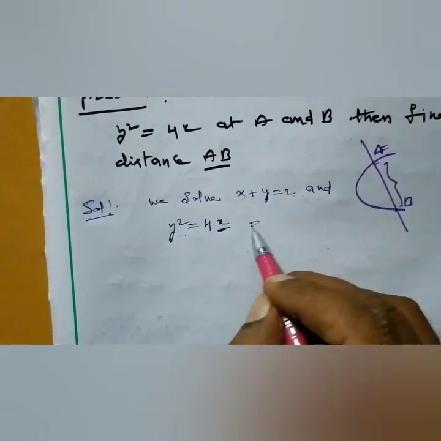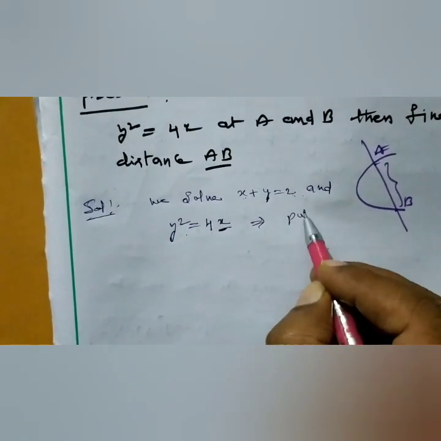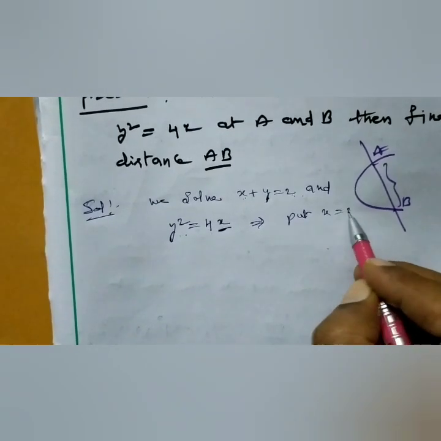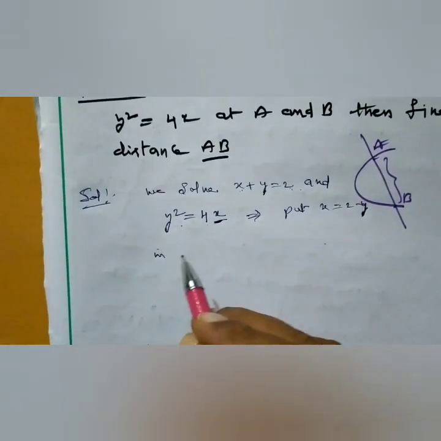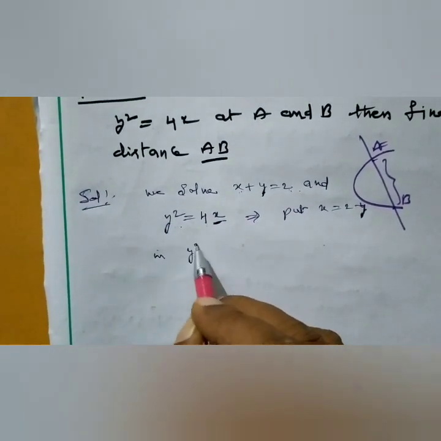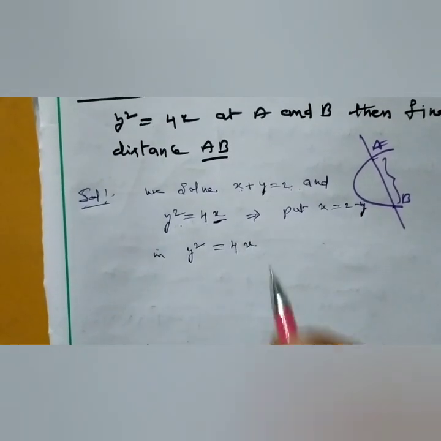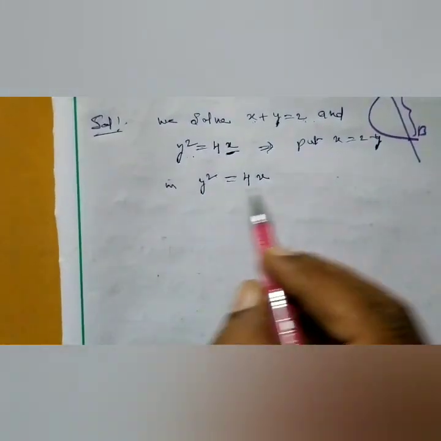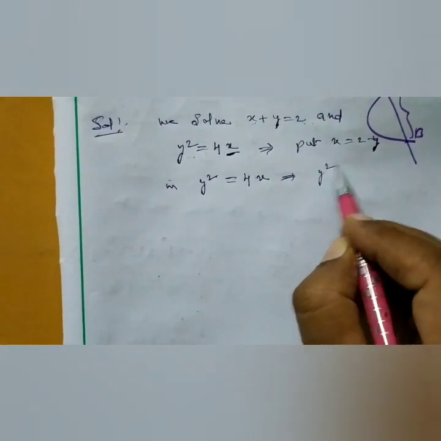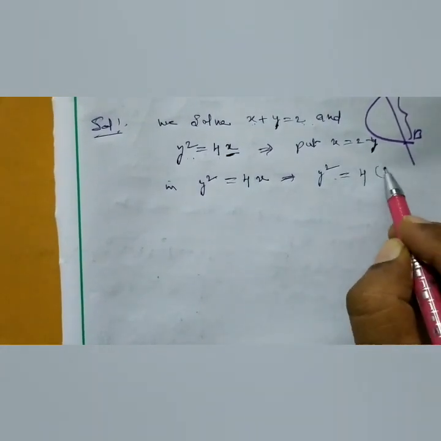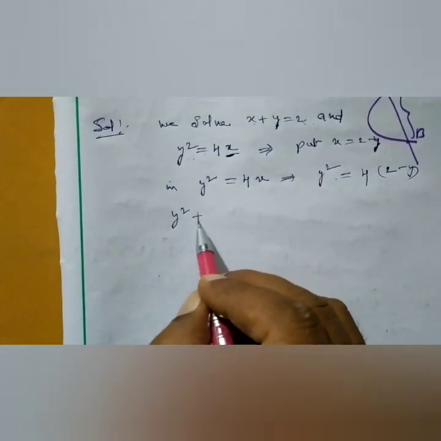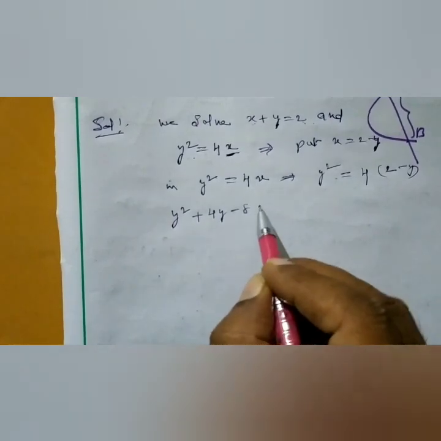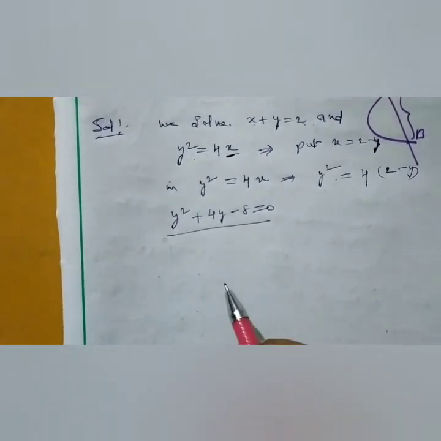So in this case I am doing, put x is equal to 2 minus y. What happens in the equation? In the equation, y square is equal to 4x. Which implies y square is equal to 4 into 2 minus y. So what is this? y square plus 4y minus 8 is equal to 0. This is a quadratic equation.